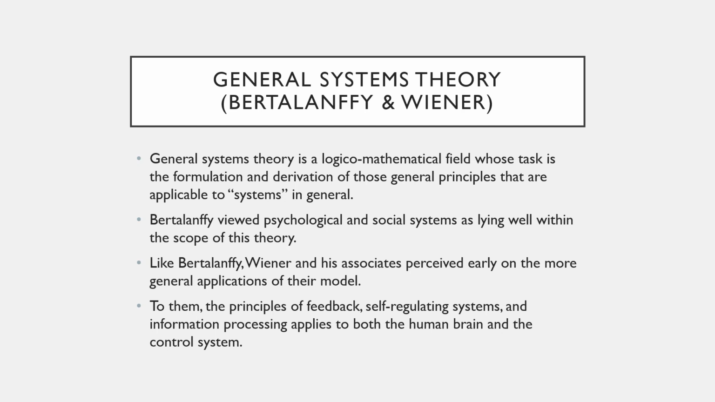General systems theory is a logical mathematical field where the task is really the formulation and derivation of those general principles that we can apply to systems in general. And he viewed psychological and social systems as lying well within the scope of this particular theory. What they really did is think of ways that they could apply this particular model to a variety of different systems. So for them, the principles of feedback and self-regulating systems and information processing apply to both the human brain and to the control system when you're talking about computers and mathematics.